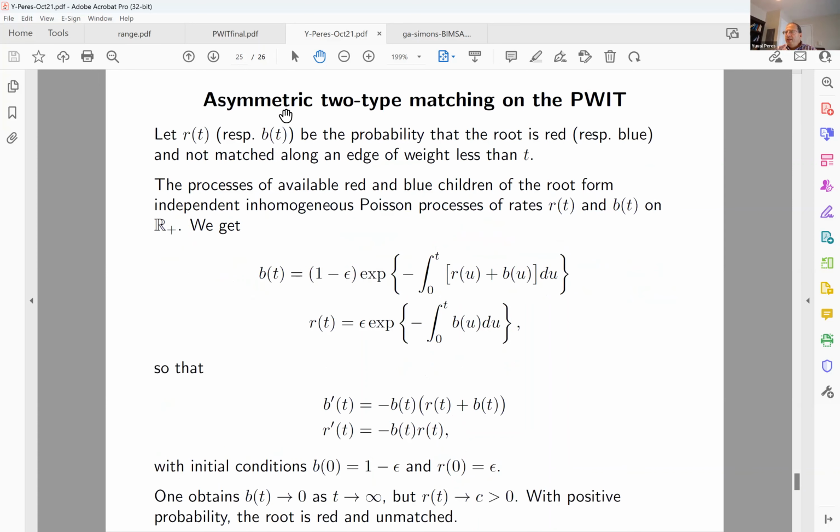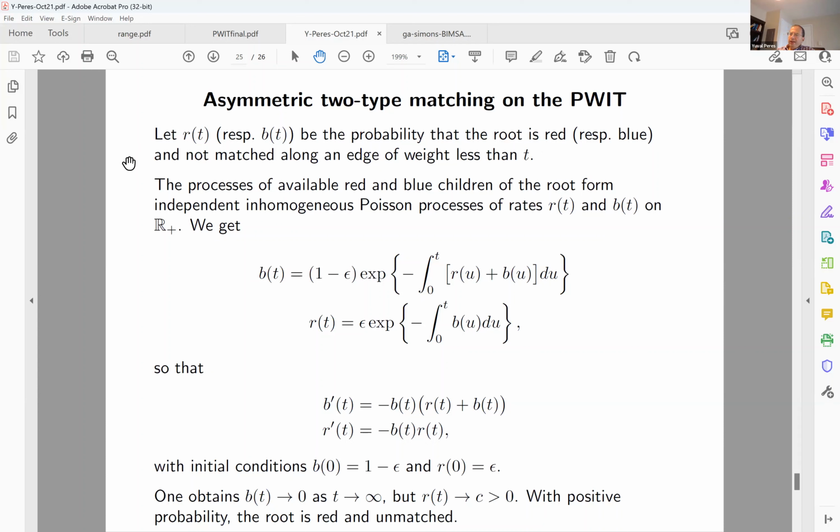Now, when we go to the asymmetric two-type matching, I'll just describe the differential equation we get, and we won't go through its solution. It is still elementary. In this case, we have two colors, R and B, red and blue. Remember that reds are not matched to each other, but blues can be matched to blues and reds. So let R of t be the probability that the root is red and not matched along an edge of length less than t. And B of t is the same for the blues.